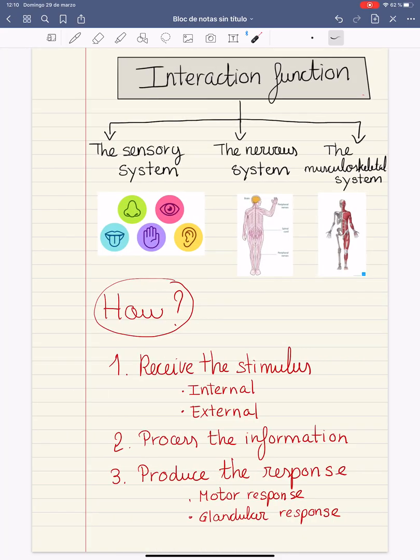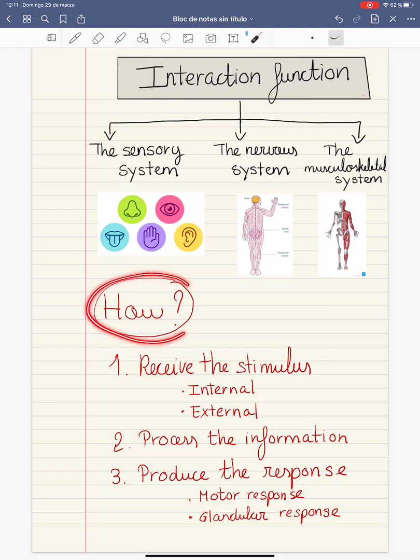Now, we're going to focus on the interaction function, which is the main topic that we have analyzed and studied along the second term. There are three main systems that take part in the interaction function: the sensory system, the nervous system, and the musculoskeletal system. In the sensory system, we've got the five senses. In the nervous system, the main parts are the brain and the spinal cord. And in the musculoskeletal system, we have mainly focused on the bones and the muscles.